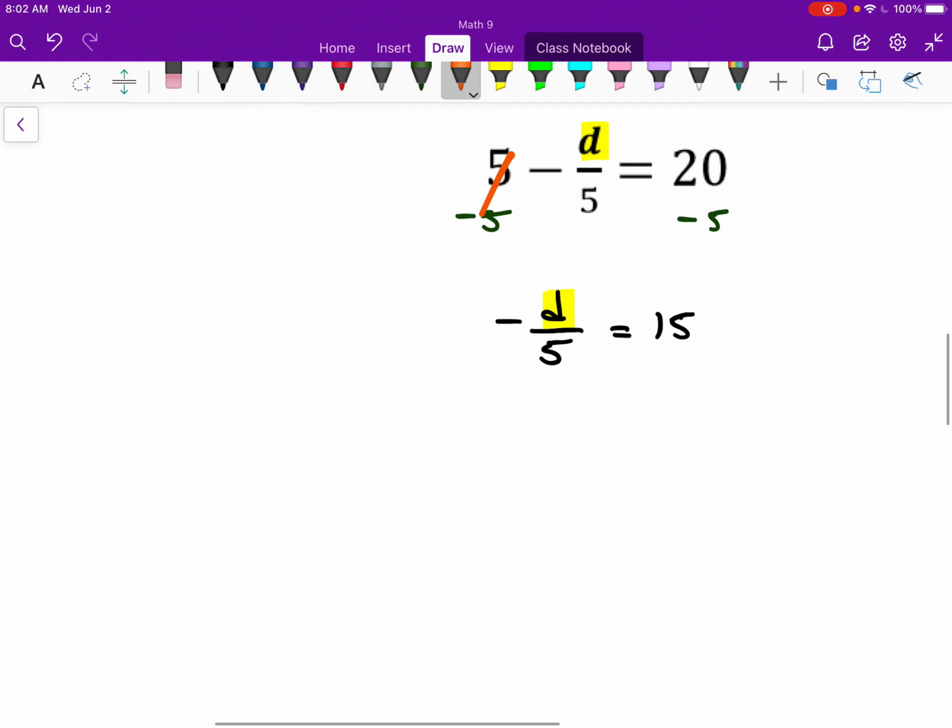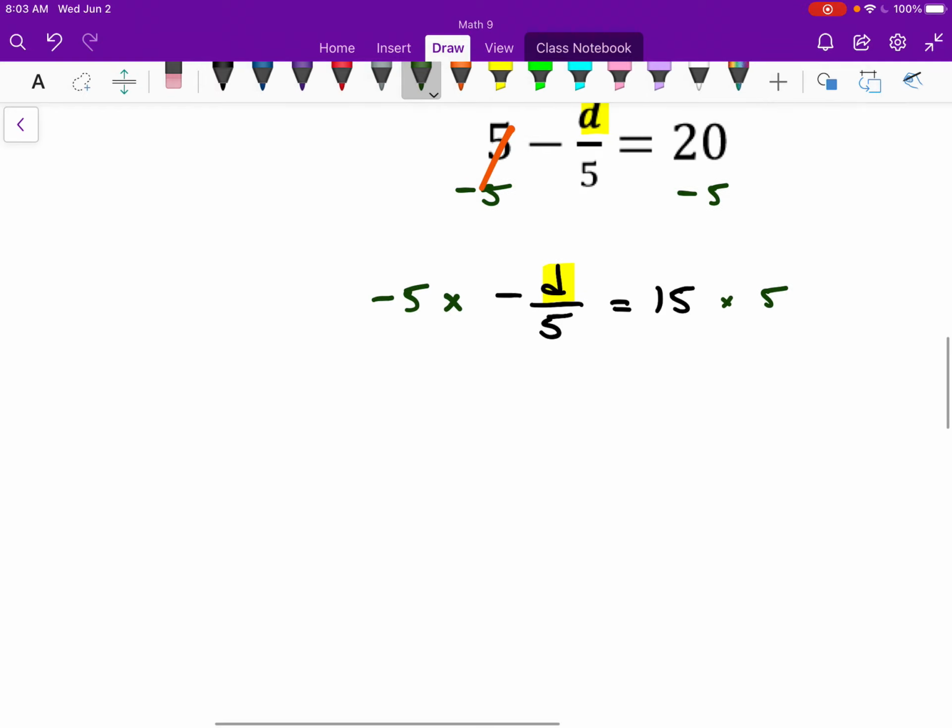So what can I do next? Well, if I want to get rid of the division by 5, I can multiply both sides by 5. If I just do that, though, I still have that negative in front of the d, because I canceled out the division by 5. I want to figure out what d is, not negative d. So what can I do about that negative? Well, I can just multiply both sides by negative 5 if I want.